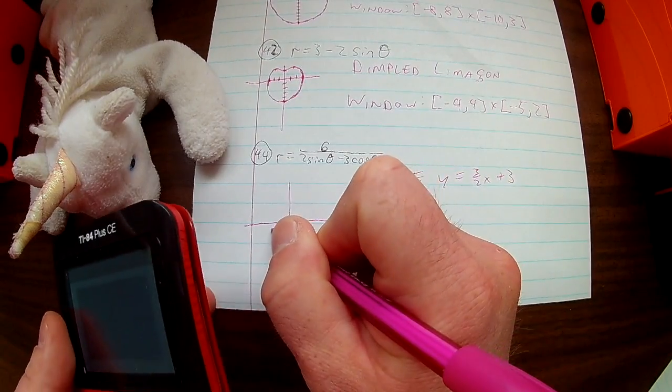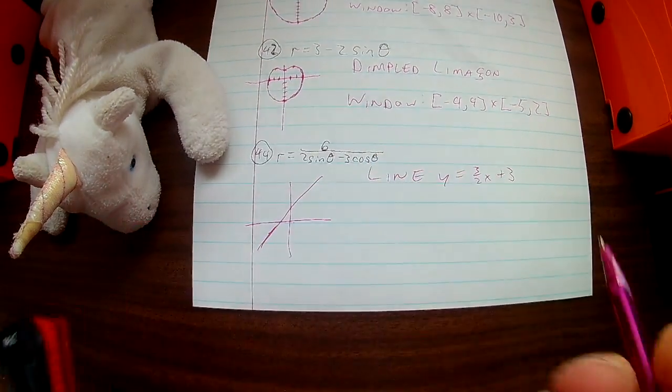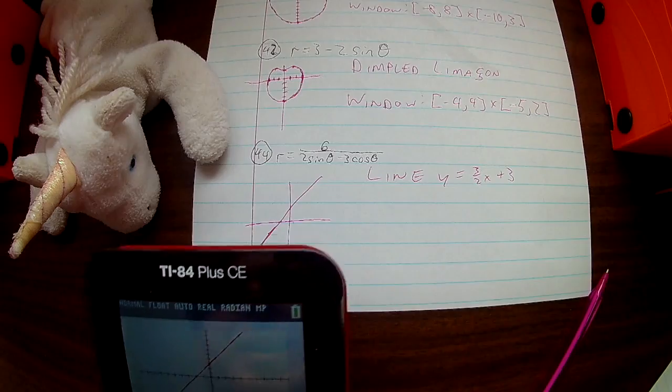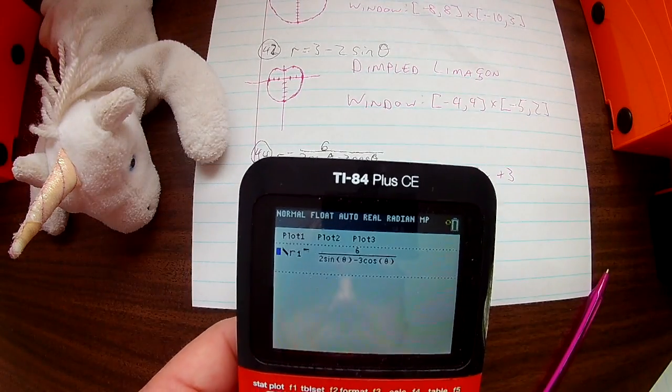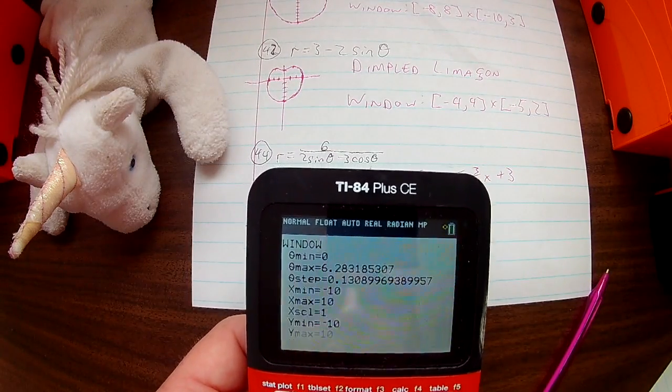I'm not sketching it. No. That look good enough to you guys? It looks perfect to me, right? So here, viewing window.